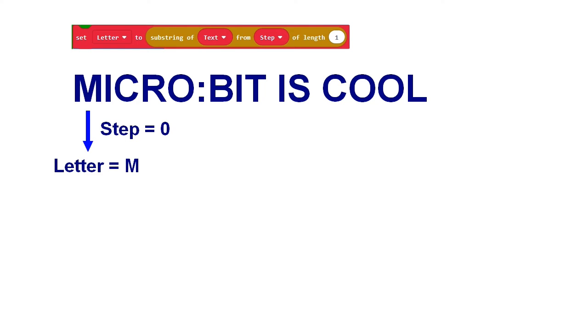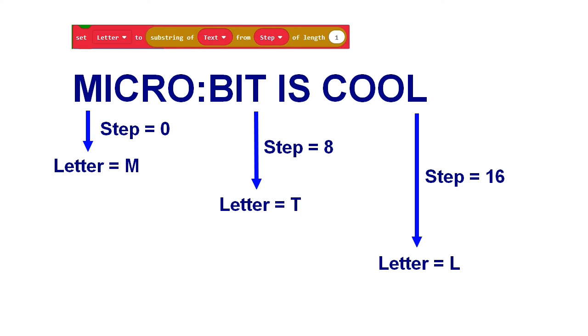The substring of function can find the individual characters in a text. The first character is M and has the number 0. Remember that spaces must also be counted. For each pass, the characters are stored in the variable letter.